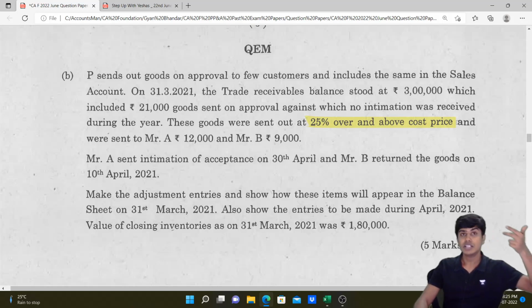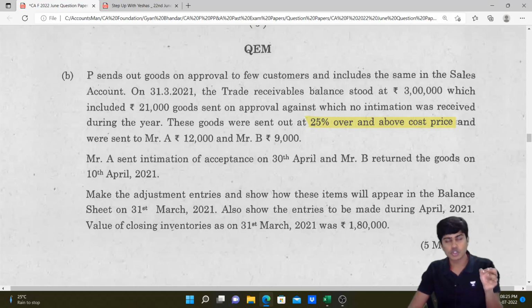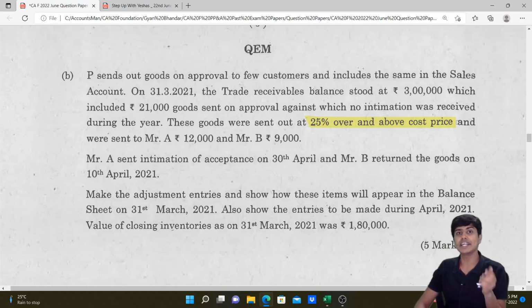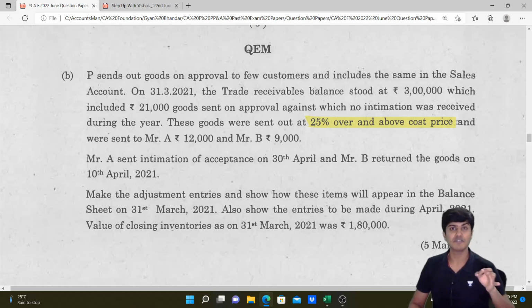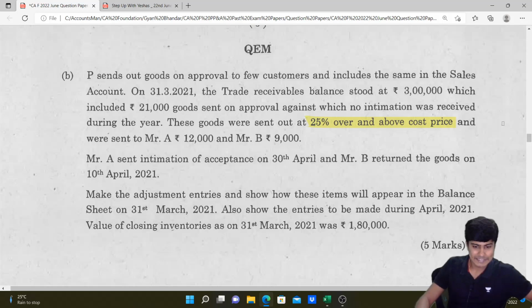There are two entries that you need to pass at the end of the year for goods sent on return or approval basis. Entry number 1, reversal of the sale entry. Entry number 2, inclusion of such stock in closing stock. When we include such stock in the closing stock, we need to write the entry at cost price after eliminating the profit element in such stock. Let me repeat. We need to write the entry at the cost price after eliminating the profit on such stock. Got it, guys? Great. Goods were sent to Mr. A 12,000 and Mr. B 9,000, total 21,000, which will be reversed.